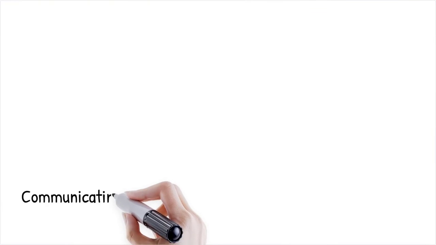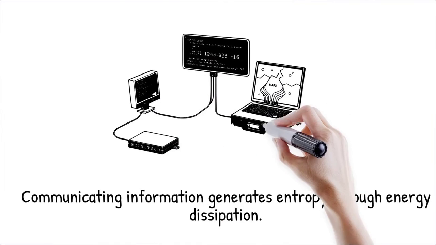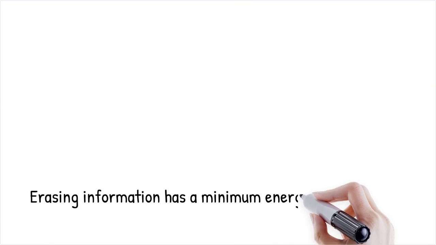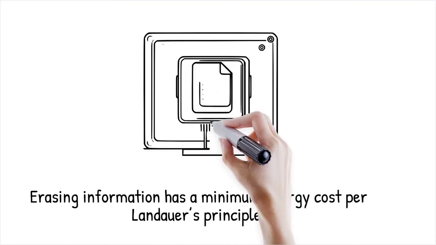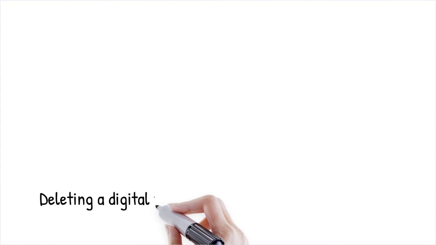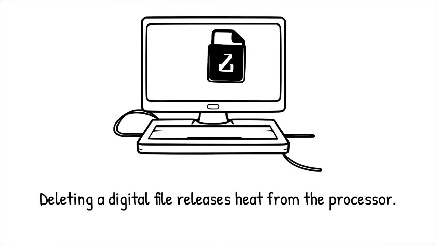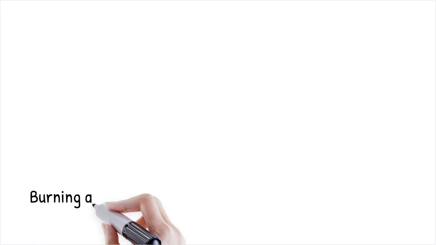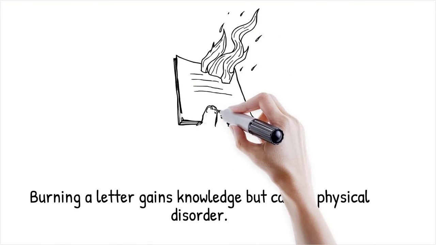Any attempt to communicate information by transmitting, storing, or processing requires energy dissipation and thus generates entropy. According to Landauer's principle, erasing a single bit of information has a minimum energy cost, linking physical and informational realms. This highlights the inseparability of information and thermodynamics, making clear that no information system is free from entropy. Every time a digital file is deleted, heat is released from the computer's processor. Like burning a letter after reading it, you've gained knowledge but left physical disorder.